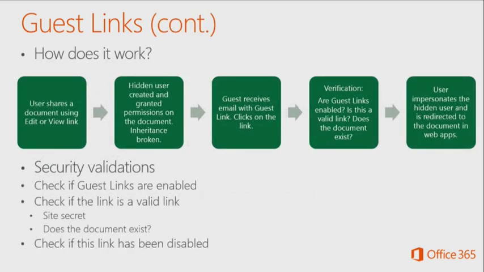And how does it work? Users share a document using an edit or view link. A hidden user is created and granted permissions on the document. The guest receives an email with the guest link and clicks on the link. Verifications: are guest links enabled? Is this a valid link? Does the document exist? The user impersonates the hidden user and is redirected to the document in web apps.